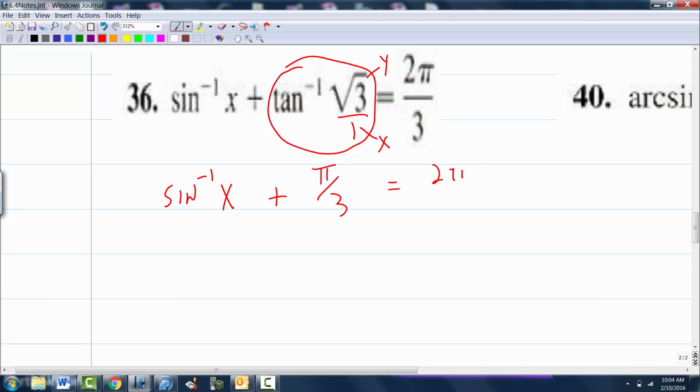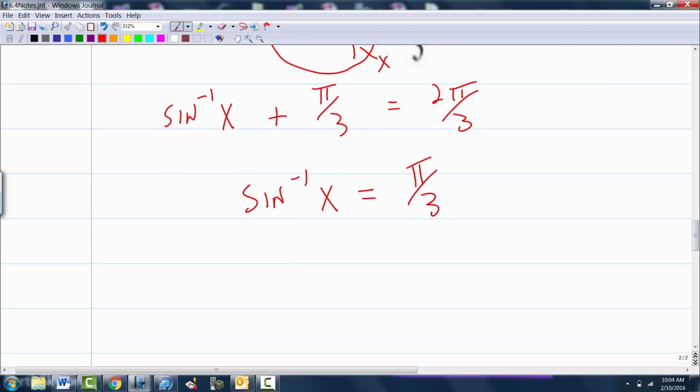Now what do you do? Subtract pi over 3. Now what do you do? Sine both sides. Now what do you do? It's the sine of 60. Square root of 3 over 2 is the answer.